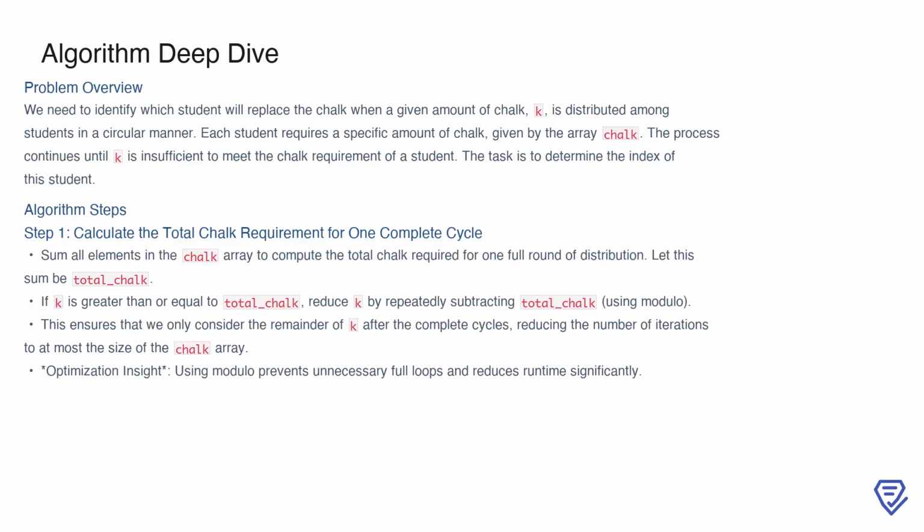The first step in our algorithm is to calculate the total chalk needed for one complete cycle, which we call total_chalk. This is simply the sum of all the elements in the chalk array. If k is larger than or equal to total_chalk, we reduce k by taking it modulo total_chalk. This effectively removes the unnecessary full cycles, leaving us with a smaller, more manageable value of k. Using this optimization ensures that we avoid redundant iterations and improves the efficiency of our solution significantly.